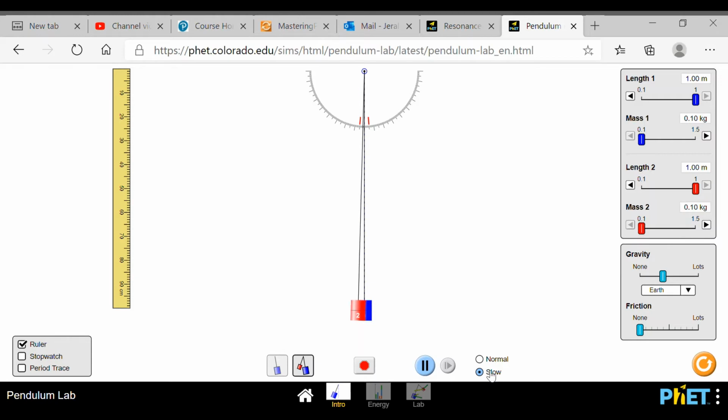Now I've set it to slow motion down here, which will make it a little bit easier to set up, and then I'll get it going at regular speed soon. Now I'm going to grab the blue one and I'm going to move it over 10 degrees.